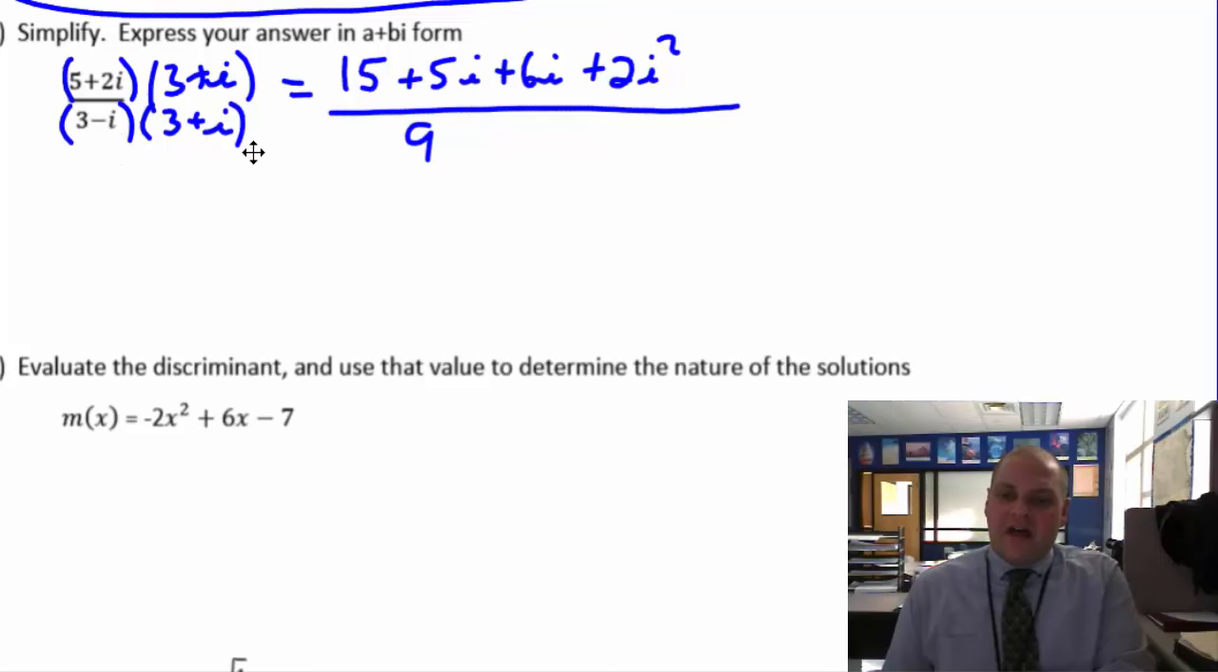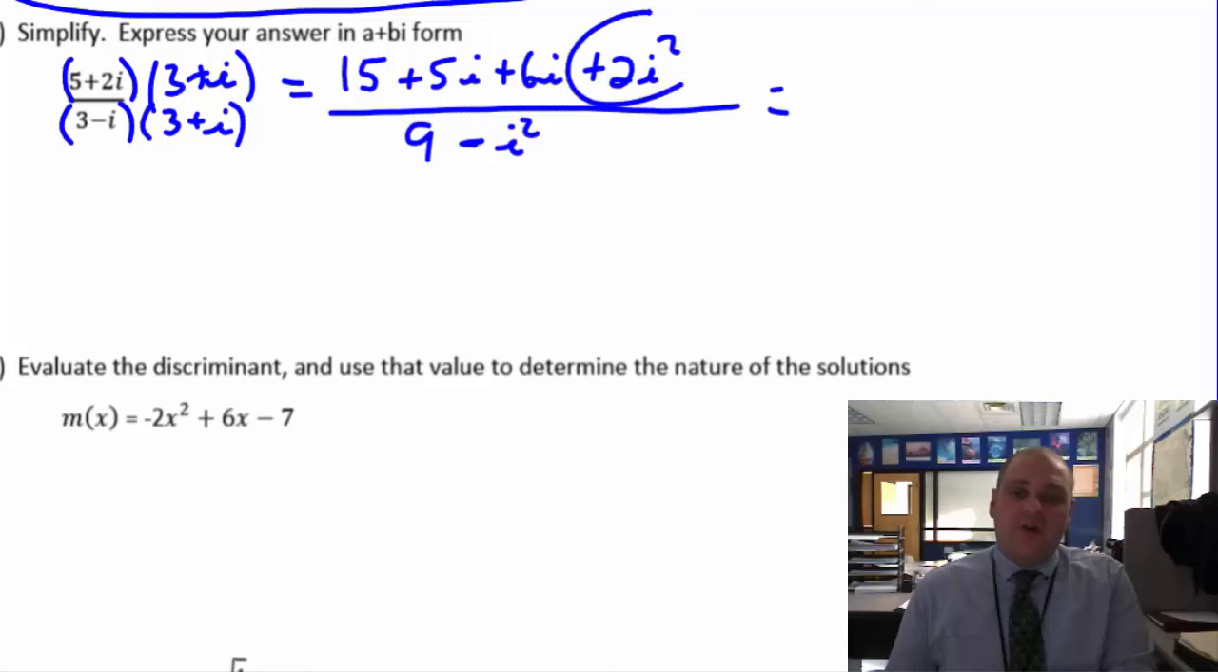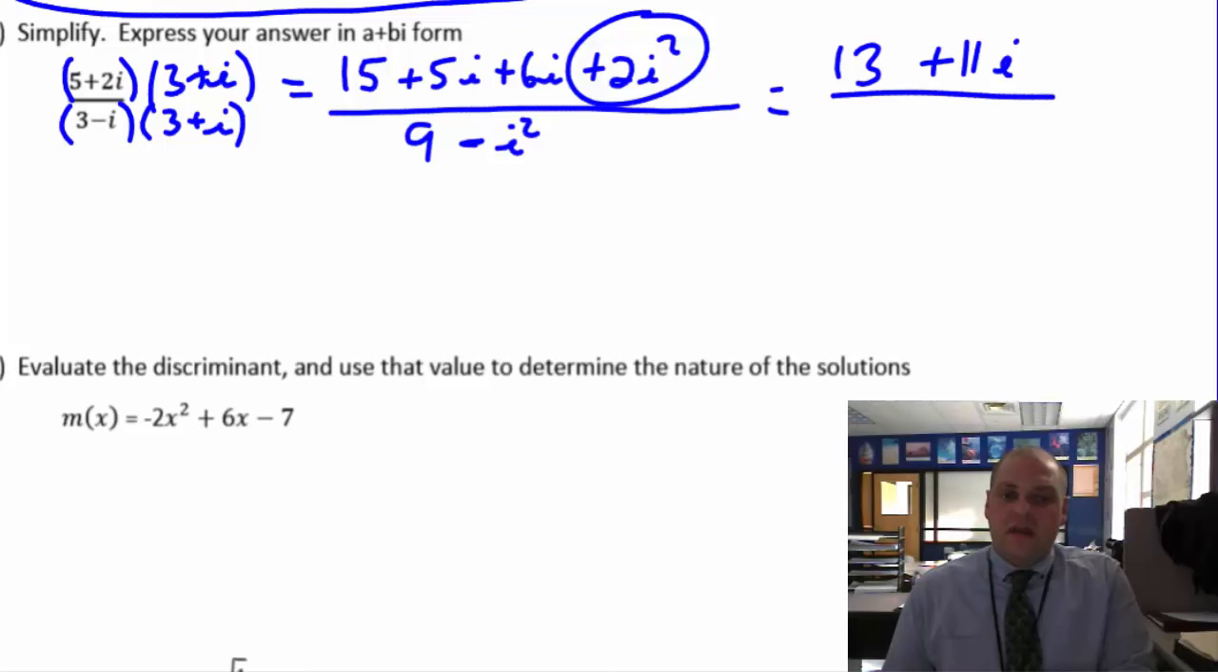3 times 3 is 9. Minus i times positive i is negative i squared. Okay, so now, i squared is negative 1, so this term is negative 2. 2 times negative 1, negative 2. 15 minus 2 is 13, plus 11i.